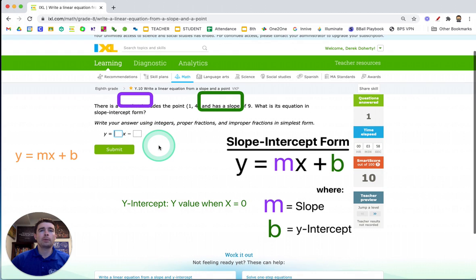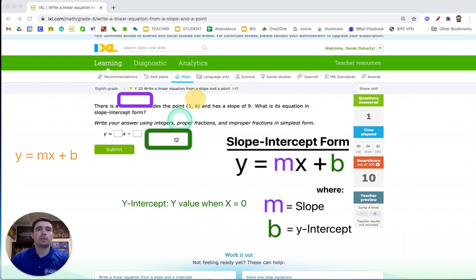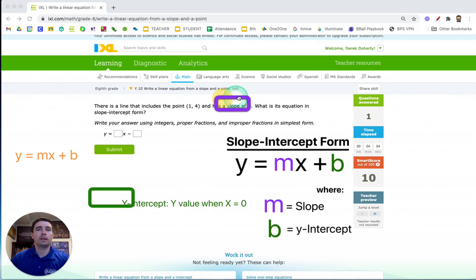But what's going to happen pretty quickly, and this is already an example of this, sometimes they're going to give us a point that's not the y-intercept. So I'm going to get rid of this green box, because here they tell us the line goes through a point 1, 4. Instead, I'm going to put an orange box around that, because that's not the y-intercept, but it is going to be helpful for us in maybe finding the y-intercept.